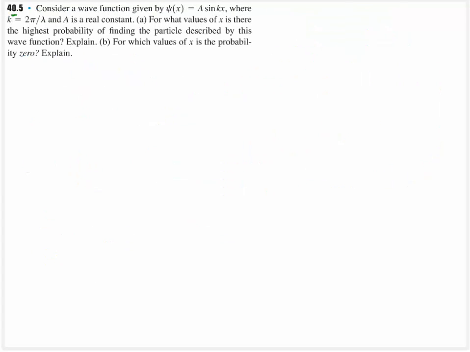Okay, so problem number 5. Now I have some wave function that looks like a sine, and I know the value for that constant, and I'm looking for, for what value of x are we having the highest probability of finding a particle described by that wave function. So essentially I'm looking for psi squared is equal to 1, or at least equal to a maximum. And so this guy is going to be equal to a squared multiplied by sine squared of kx.